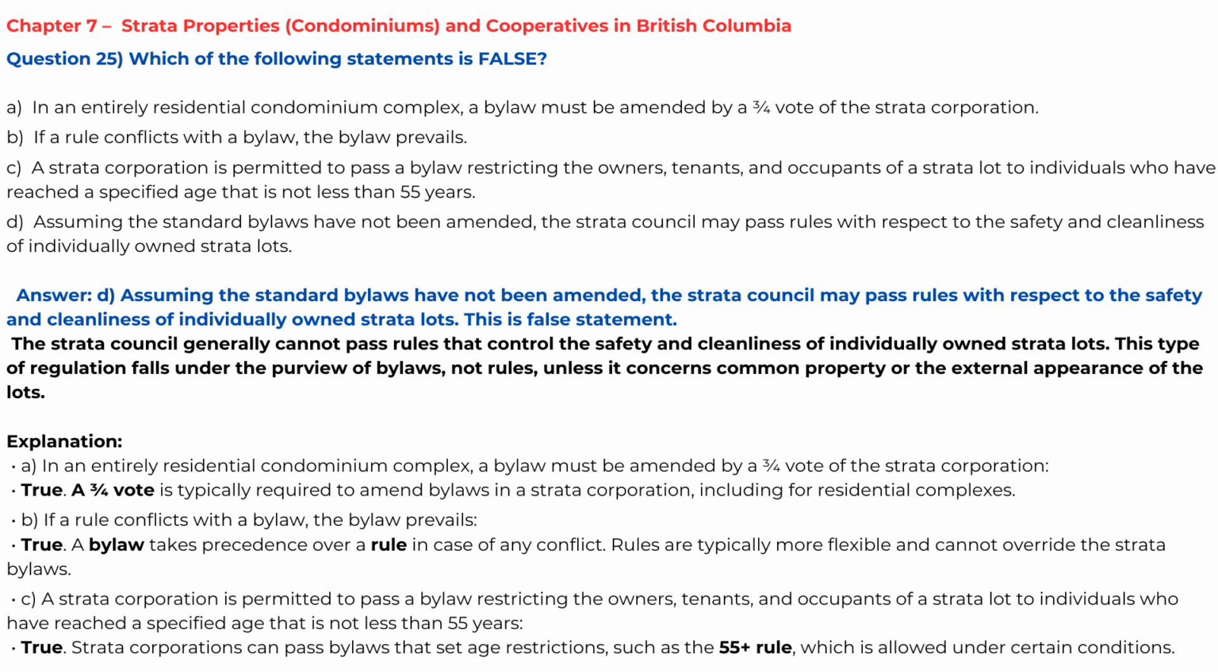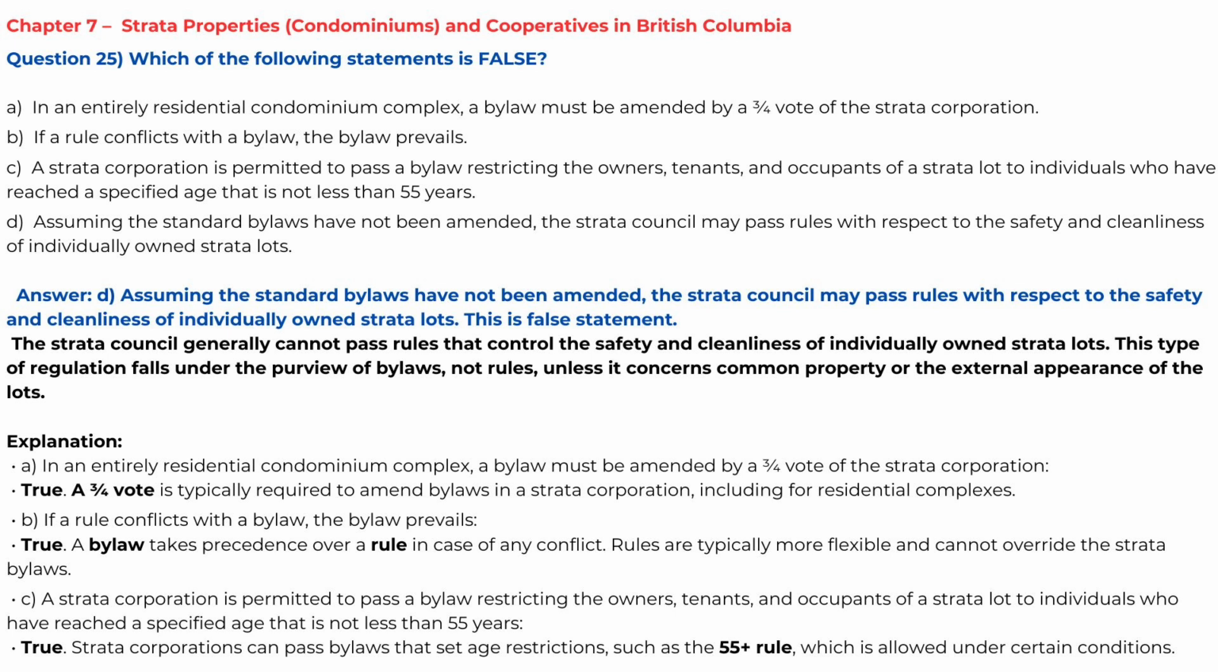Explanation. A. In an entirely residential condominium complex, a bylaw must be amended by a three-quarter vote of the Strata Corporation. True. A three-quarter vote is typically required to amend bylaws in a strata corporation, including for residential complexes. B. If a rule conflicts with a bylaw, the bylaw prevails. True. A bylaw takes precedence over a rule in case of any conflict. Rules are typically more flexible and cannot override the strata bylaws.